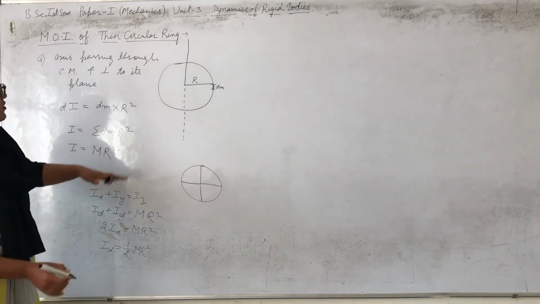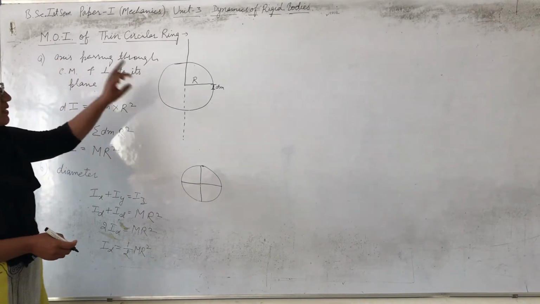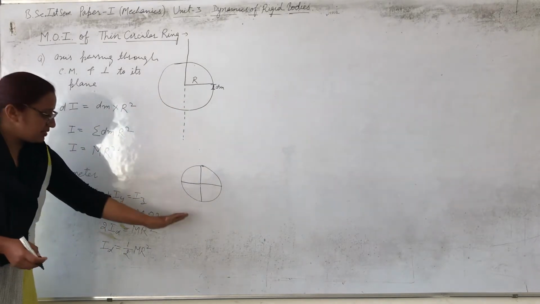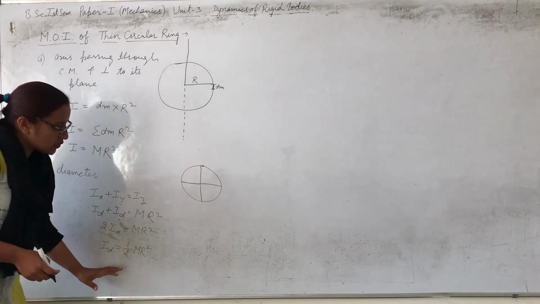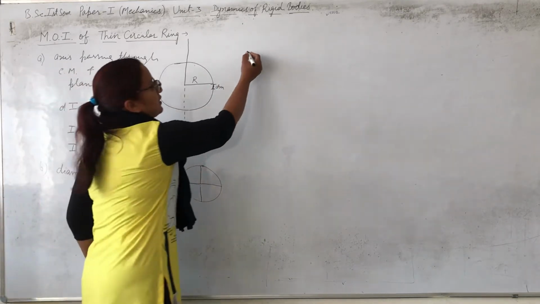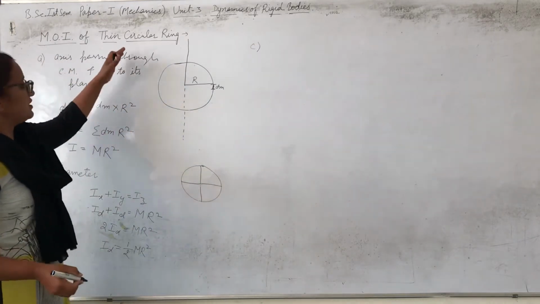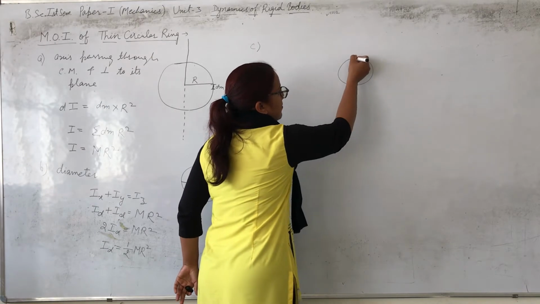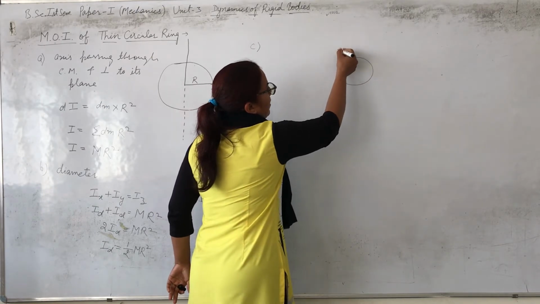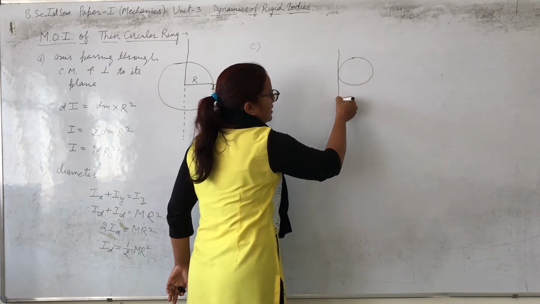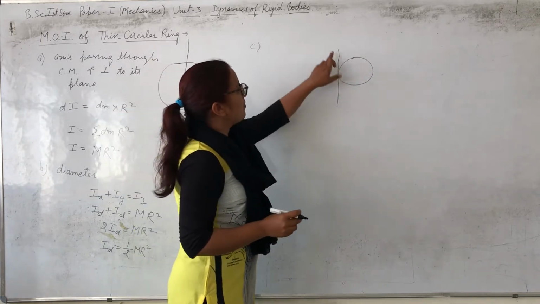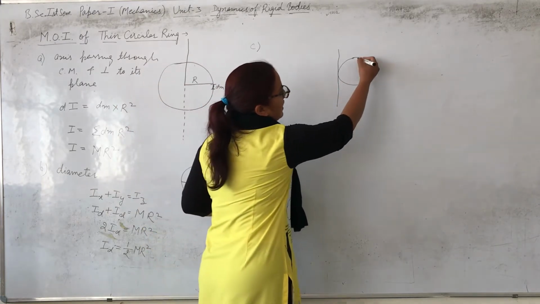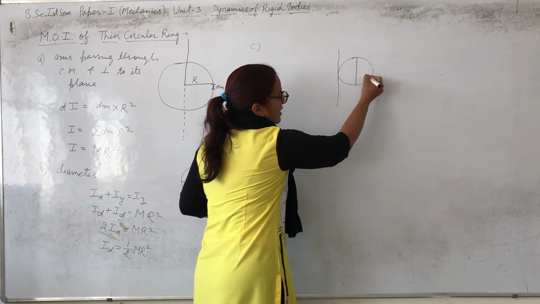So this is the moment of inertia of the circular ring about an axis passing through center of mass perpendicular to its plane, and about any of the diameter it is 1/2 mr square. In the third case, we can also calculate moment of inertia of this circular ring about any tangent. Suppose this is the ring, and about this tangent we want to calculate moment of inertia of this circular ring about this axis. So in this case, how we will do that? We will do that with the help of theorem of parallel axis.